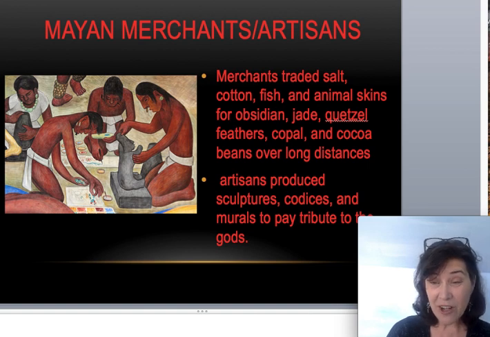For sale, they had salt and cotton goods, honey, dried fish, seashells, and the skins of animals. Maya artisans labored on a large variety of projects, most designed to pay tribute to the gods. They painted books on paper codices made from the inner bark of fig trees, created and painted beautiful pottery, and painted beautiful rich murals depicting vivid scenes of Maya life and important battles. They created sculptures used to adorn temples.